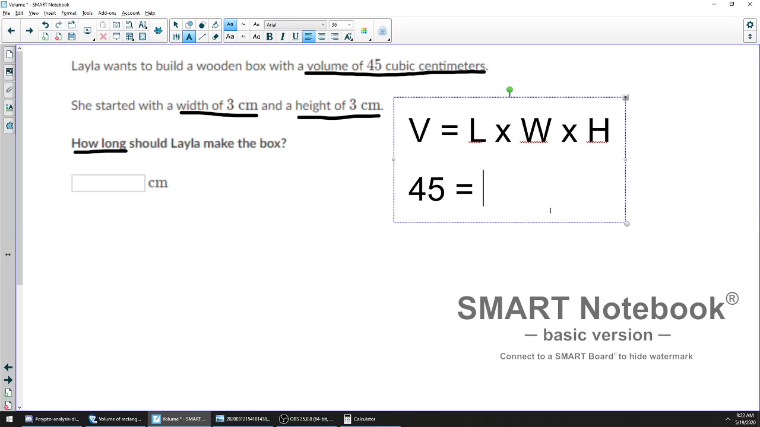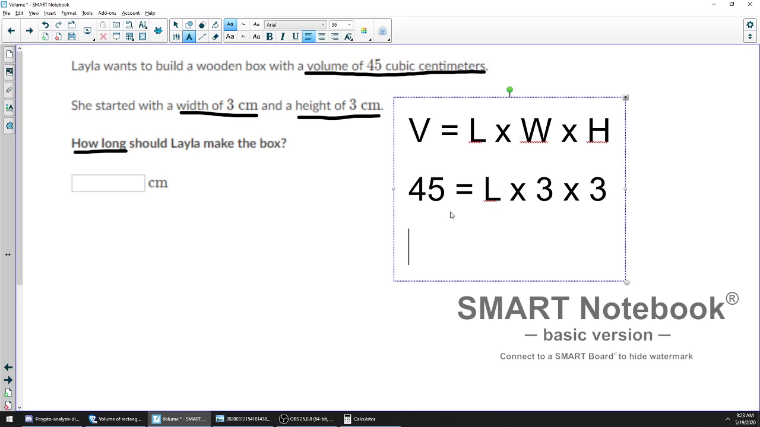Do we know the length? No. So I'm just going to keep it L. Do I know the width? Yeah, 3. How about the height? Yeah, I know that too, 3. So now that we have all the variables filled in to the best of our ability, we're going to try to solve for the variable. And remember, to solve for a variable, we have to simplify everything as much as we can first before we move numbers around. So 45, nothing to simplify, so just bring it down.